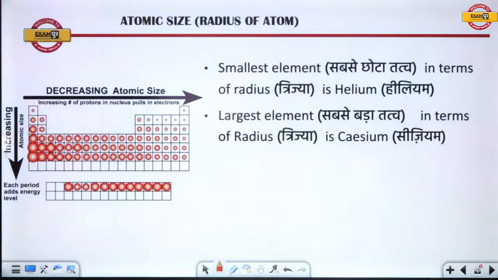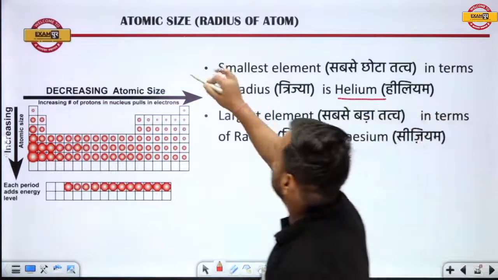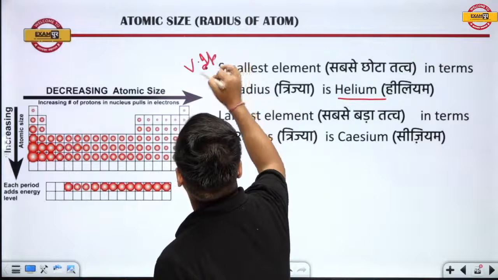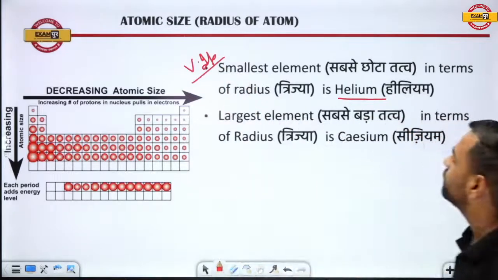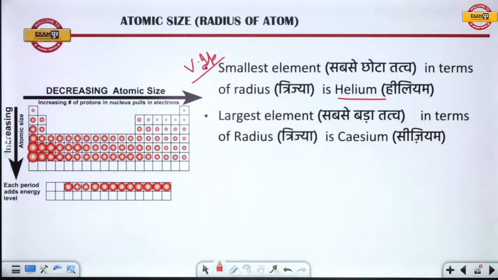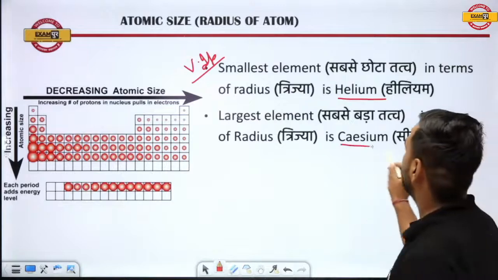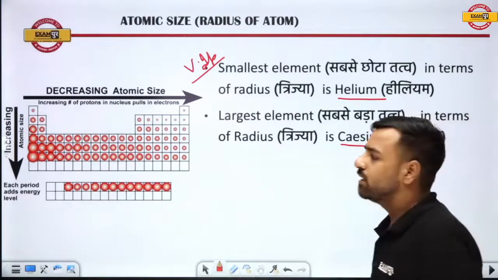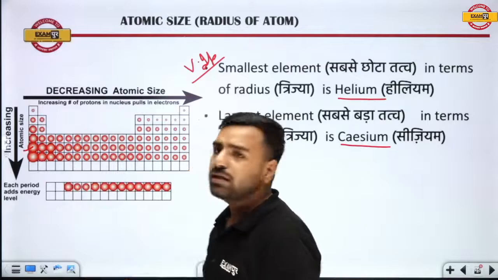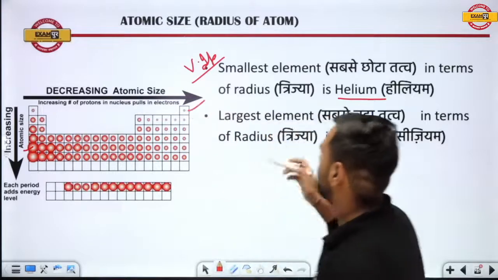Okay then, moving forward. So the smallest element in terms of radius is helium. Now this is a very important question. It may be asked in the examination. If someone asks you the smallest element in terms of radius, that would be helium. And the largest element in terms of radius will be cesium. Fine. Okay. And helium is present here. Next.